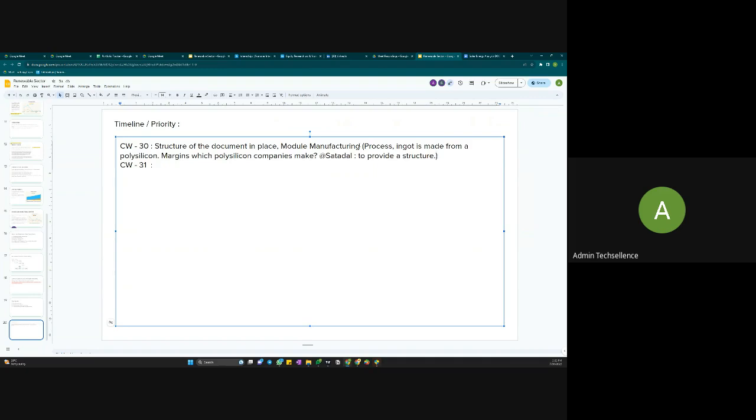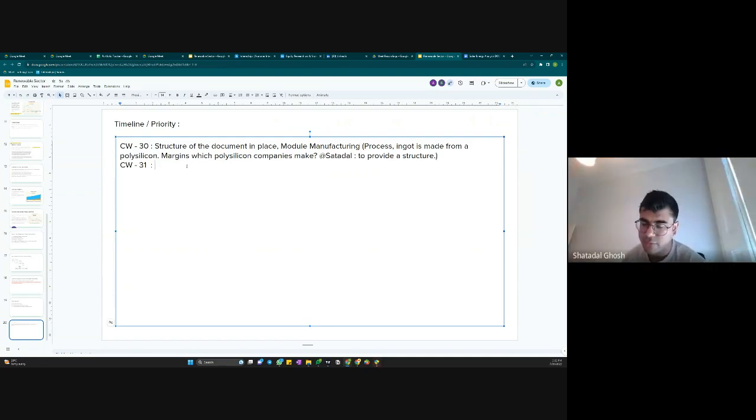Okay, then Shaudal, I think module manufacturing is like a sub chapter, and probably it will go on for 2 to 3 weeks, wouldn't it? Yes, agree. Module manufacturing will go on for a while because it's pretty complicated. It's very technical, and that is where the money is, my sense.